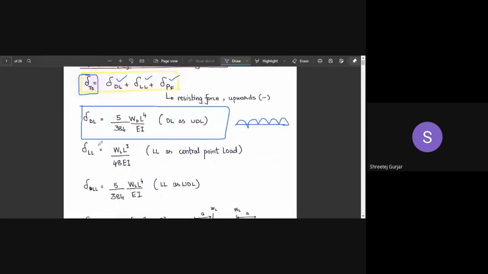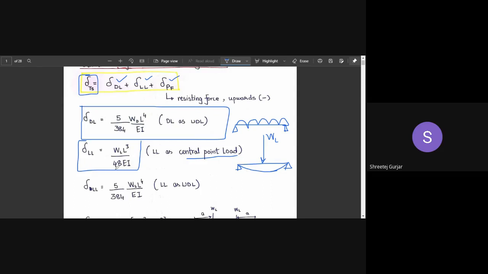Then suppose now you have a live load of a point load, a point load at the center of your span. Remember, these beams are simply supported. So we have a central point load WL acting on your beam. The maximum deflection at the center of the span is equal to WL L cube by 48 EI. Remember this. So EI is what? EI is your flexural rigidity.